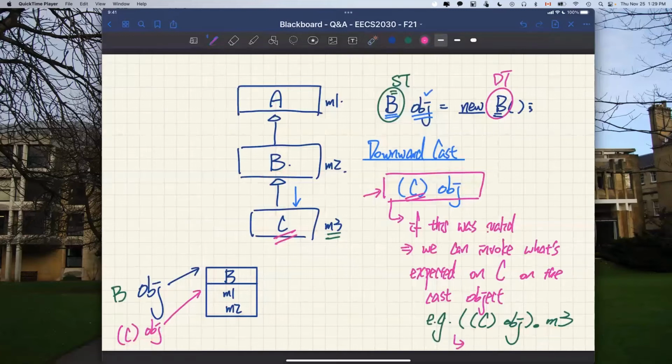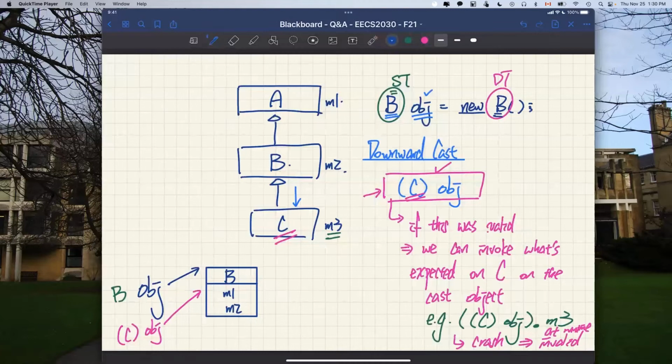Similar story, similar reasoning pattern. So this will be a crash. Okay. So that means it should be invalid at the runtime. Okay. So that's about downward casting.